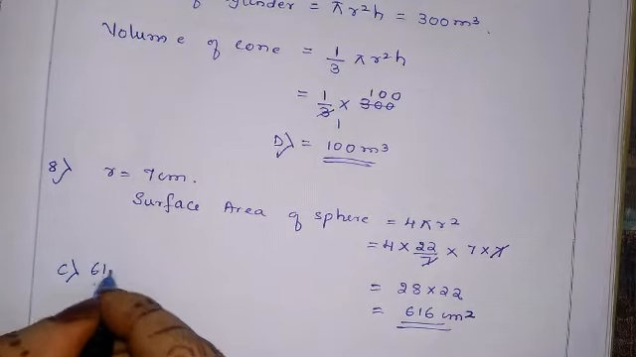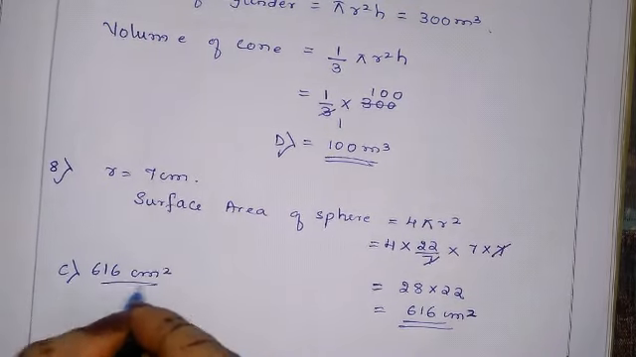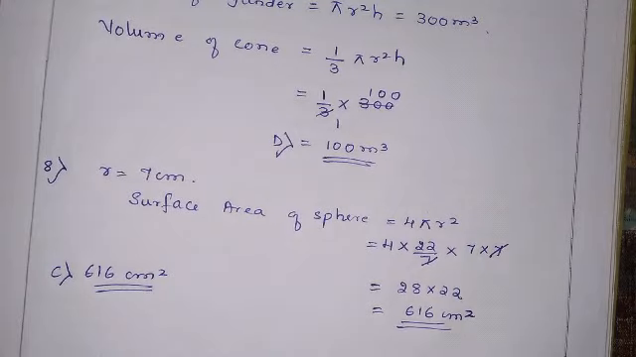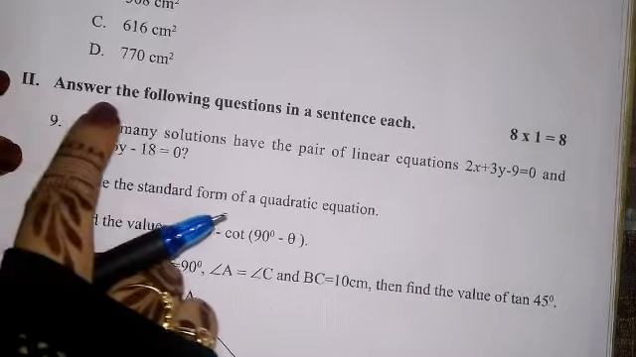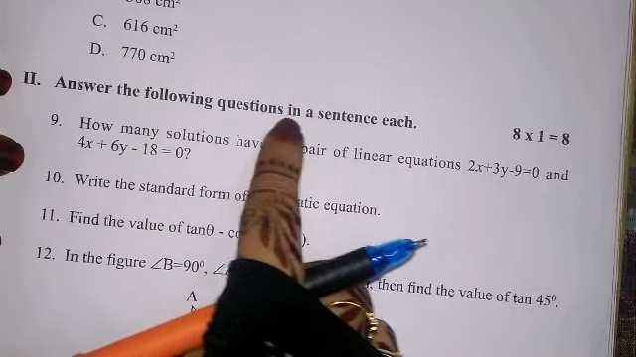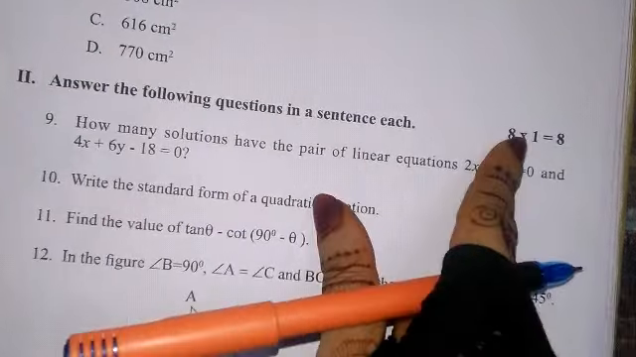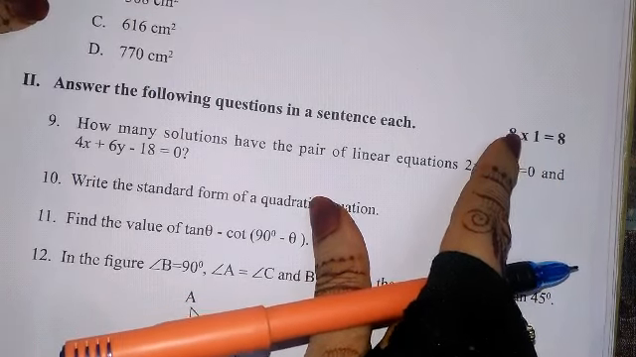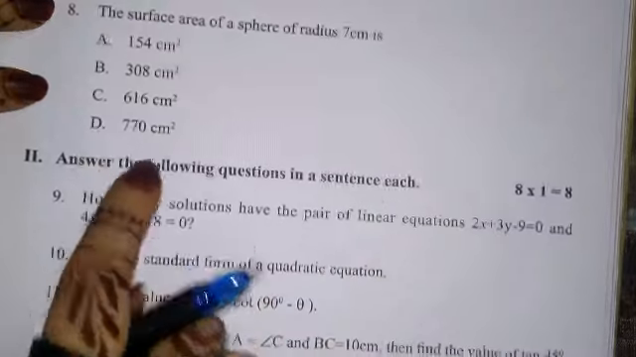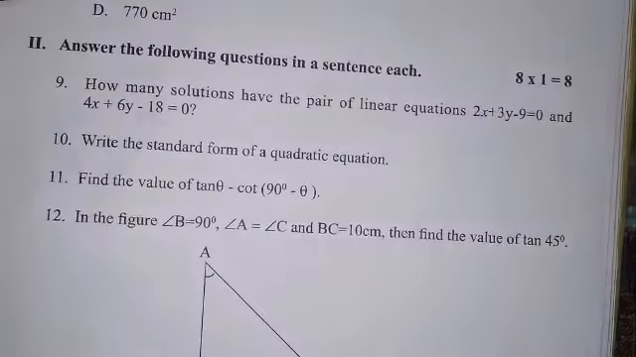C, 616 centimeter square. So now let us begin the second main, that is the 1 mark problems. Answer the following questions in a sentence each. 8 ones are 8 questions. Okay, 1 mark. Multiple choice 8 questions we completed. Now 1 mark questions. Let us see.